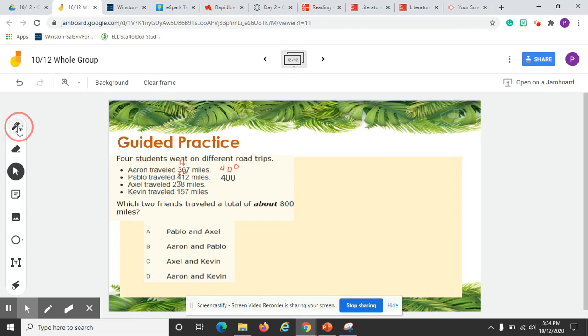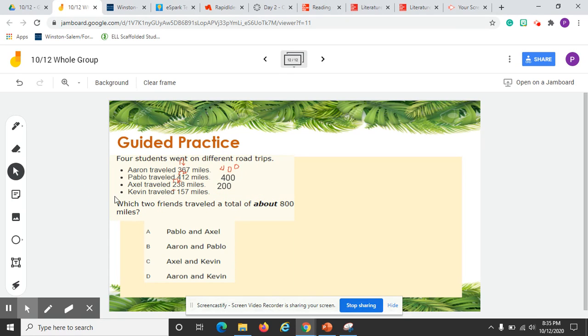Next one, we have 238. So 2 is the one in the hundreds place. Looking at its neighbor, which is 3, we know that it's 4 or less. Therefore, 2 will not change. And then make the other numbers to the right 0.